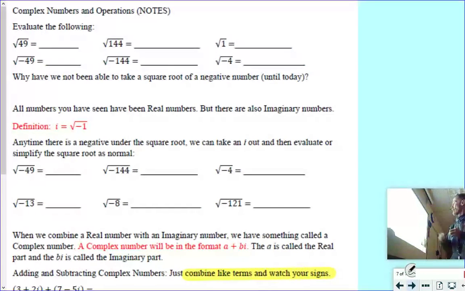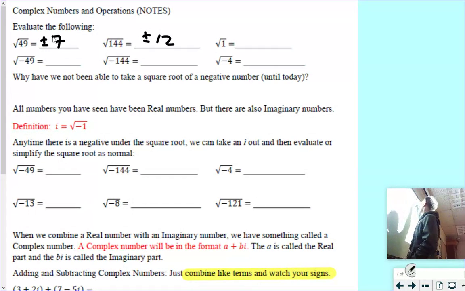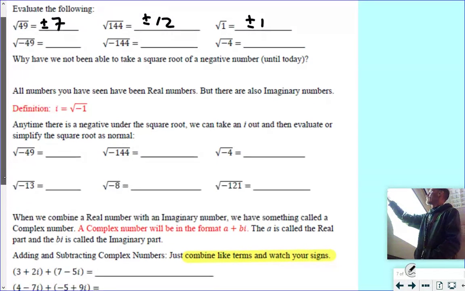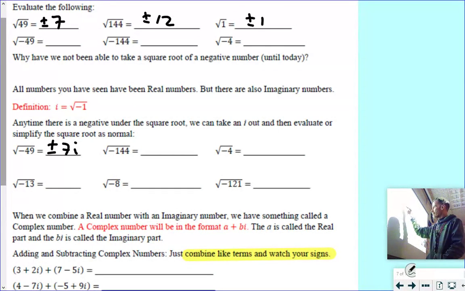So I'm not going to write down every single one of these, but we know that back in the day, you would say root 49 is 7, root 144 is 12, root 1 is just plus or minus 1. And before today, we couldn't do the negative square roots, but now we can, right? So now if we have negative root 49, we know that's plus or minus 7i. Root negative 144, that's plus or minus 12i. Root negative 4, plus or minus 2i.